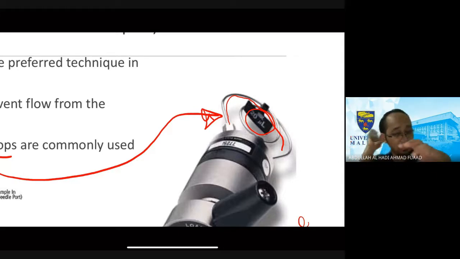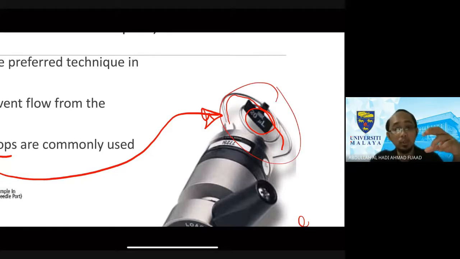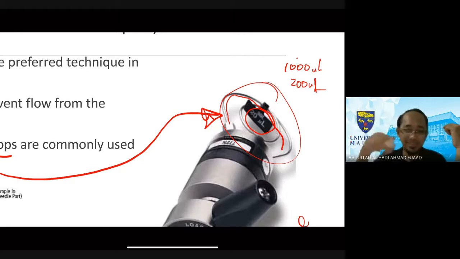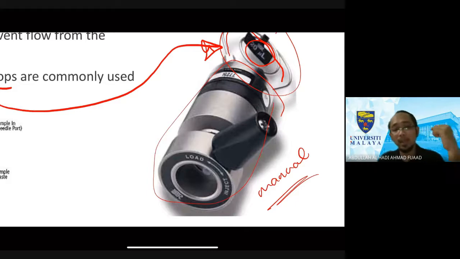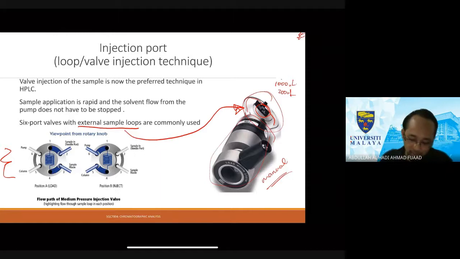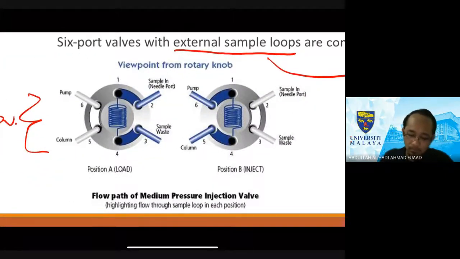It might be the same injection valve, but you can replace this with a bigger sample holder. The ones that I've seen previously, at least in my lab, we have 200 microliter ones, and I think we have 1,000 microliter, which is the biggest that we have. There are multiple loops behind it, but all the other components at the front of the injection valve are similar. This is the viewpoint on the rotary knob. This is again just information for you guys.